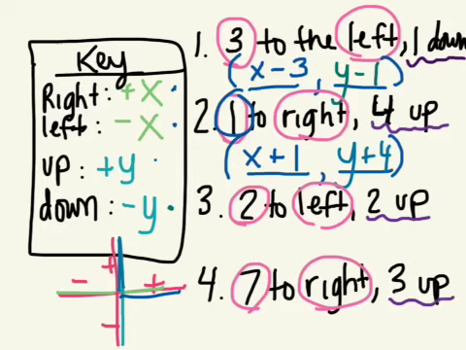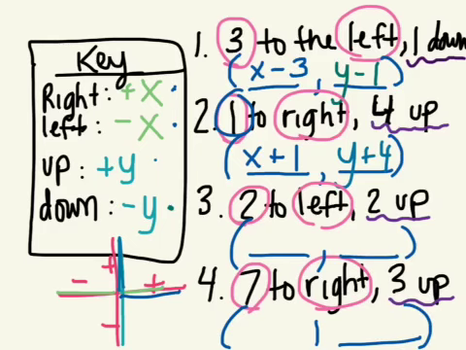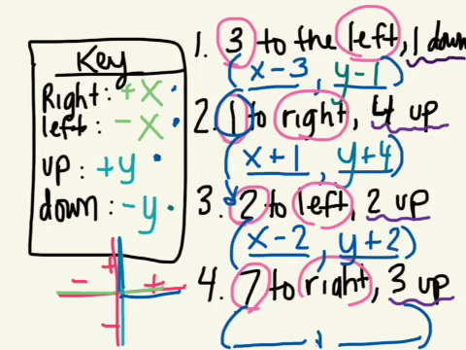So I'm going to write my parentheses. My x will go here, my y will go here. And I made that a little bit too big. My x will go here, and my y will go there. So 2 to the left, let's start with this one. If I'm going to the left, I'm going negative on x, so x minus, and I'm going negative by 2, so x minus 2. And if I'm going 2 up, then I'm going positive on y, so y plus, I'm going positive by 2.